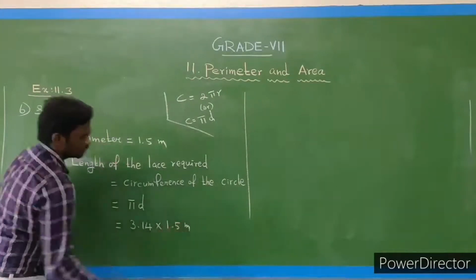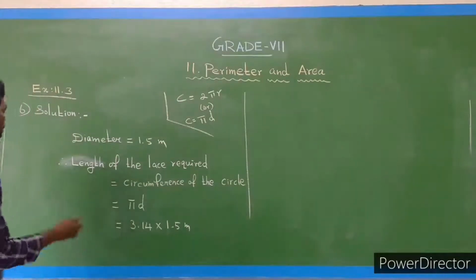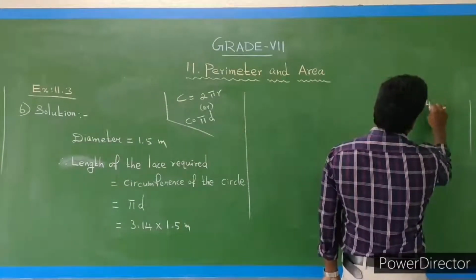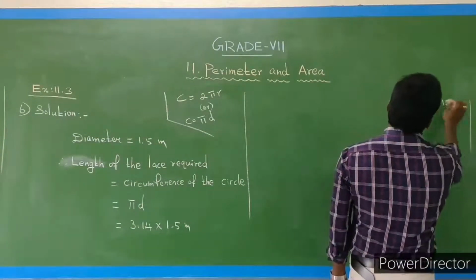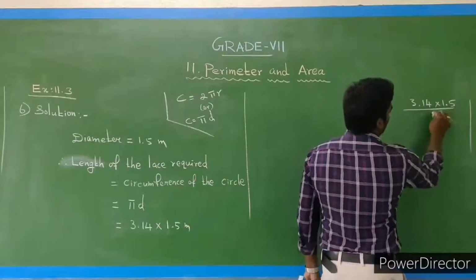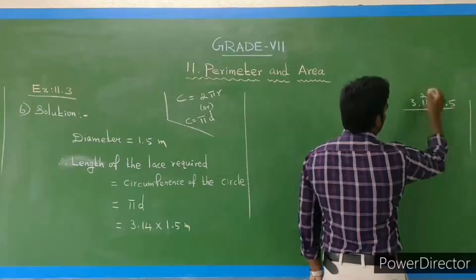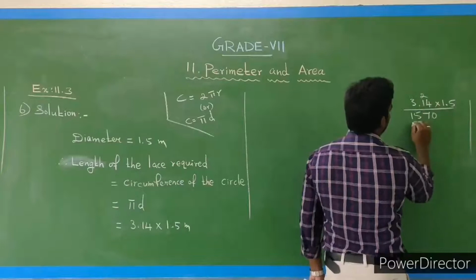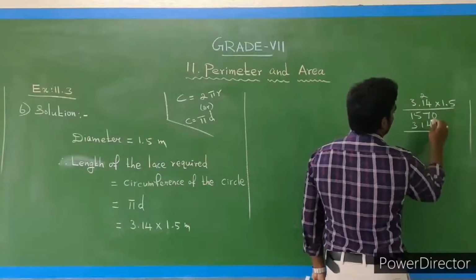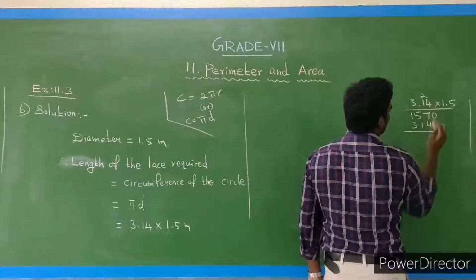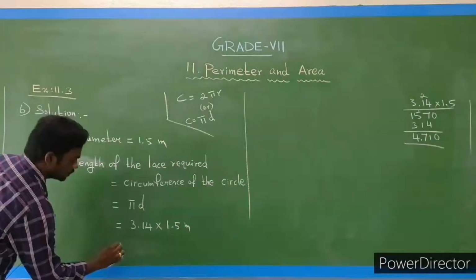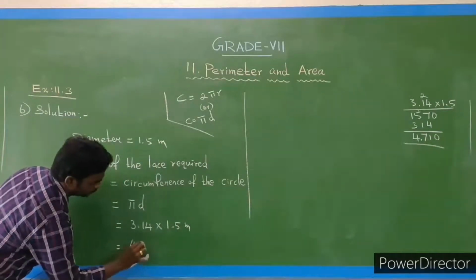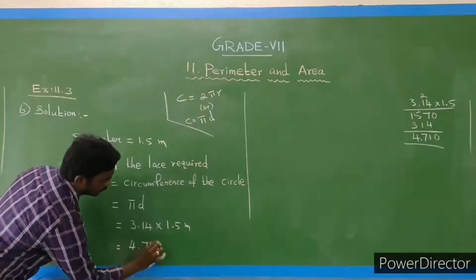So what is the value of 3.14 into 1.5? 4 5s are 20, remaining 2. 1 5s are 5 plus 2, 7. 3 5s are 15. And 3.14 multiplied by 1, we get 314. So the value is 4.71 meter.